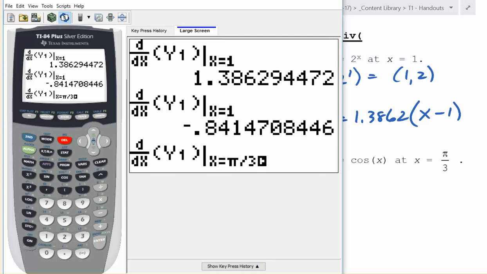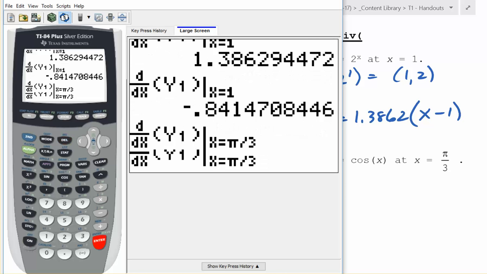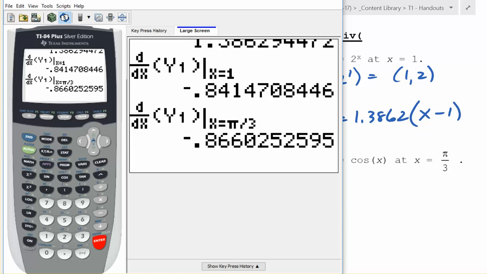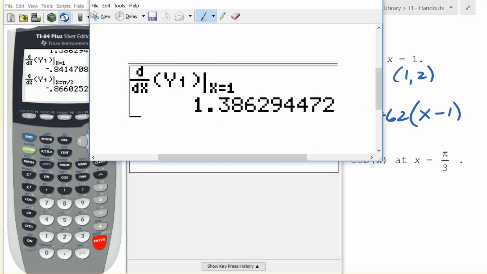So when I press enter on this, what is it doing? It's doing the derivative of y1 with respect to x, because it's d/dx of the function cosine now, and it's evaluating it at x equals pi over 3. It's doing the derivative of cosine at x equals pi over 3. And we press enter. Oh, look. There's the answer.